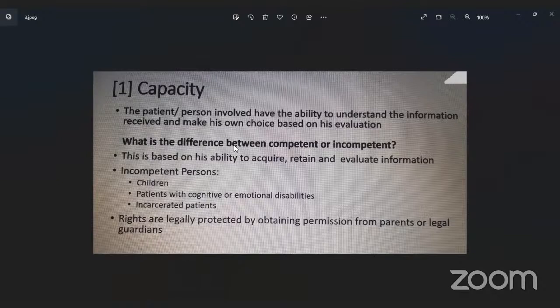Okay, doctors, I need something from you. Can you remind me what is the difference between capacity and competency? Any idea? I think capacity is determined by the doctors and competency is determined by a judge. Yes, excellent. Competency is determined by a judge or by the court. So capacity is determined by us.